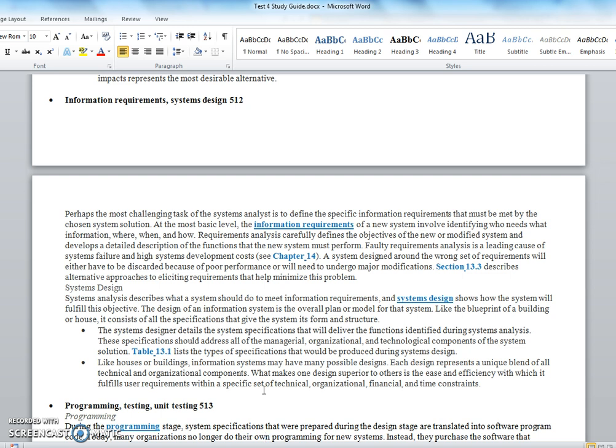Requirements analysis carefully defines the objectives of the new or modified system and develops a detailed description of the functions that the new system must perform. Faulty requirements analysis is a leading cause of system failures and high systems development costs. See Chapter 14. A system designed around the wrong set of requirements will either have to be discarded because of poor performance or will need to undergo major modification. Section 13.3 describes the alternative approaches to eliciting requirements that help minimize the problem.